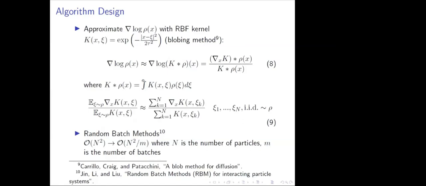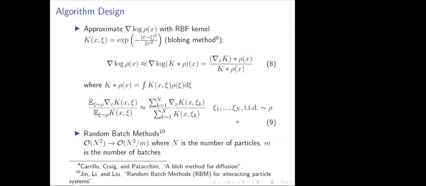So the general idea is as follows. For the gradient log rho term, by the blobbing method, we just replace it by its convolution with the mollifier. Here the mollifier is chosen to be this RBF kernel. By doing this convolution and also applying some simple integration by parts, we can rewrite this term as this fraction. Both the numerator and the denominator can be represented as expectations.